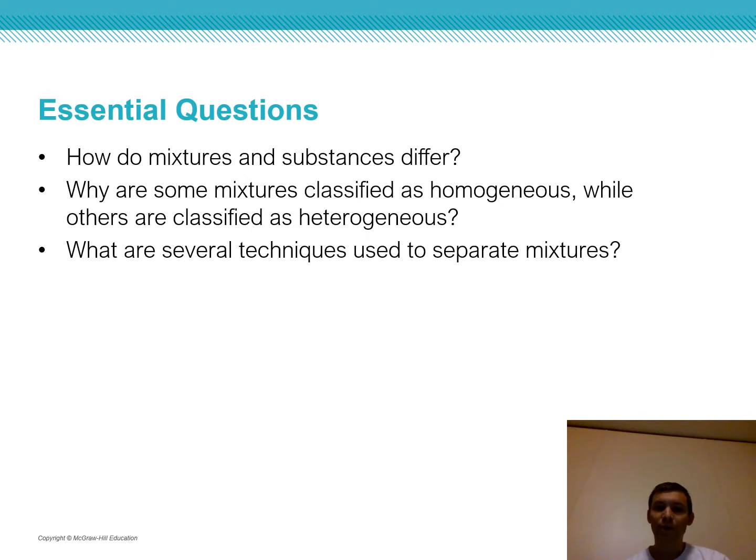So when we're done with this lesson, I hope to be able to answer three things. How do mixtures and substances differ? Why are some mixtures classified as homogeneous, while others are classified as heterogeneous? And what are several techniques used to separate mixtures?